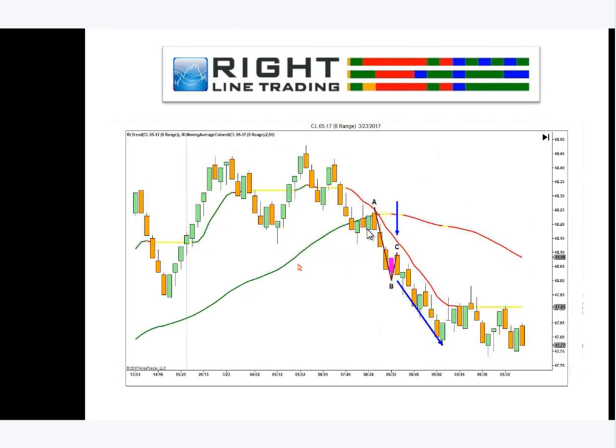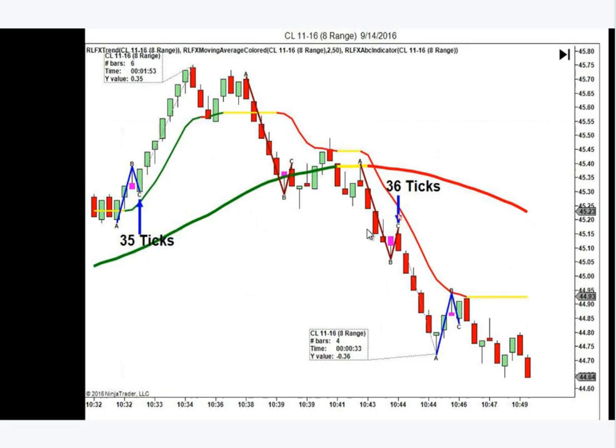Here it is again. The engulfer to the downside in the direction of the trend. Here it is again, down and up. Both times 50 and 15 are down, 50 and 15 are up. And I don't have the higher time frames or anything else, but these are very low risk, high reward trades.